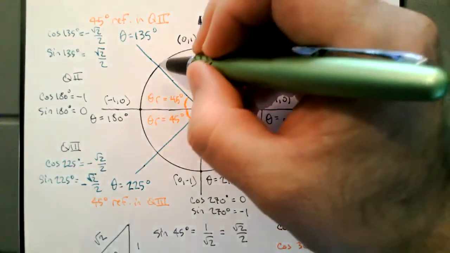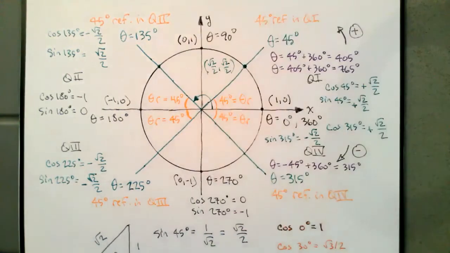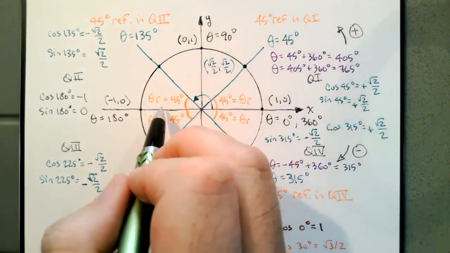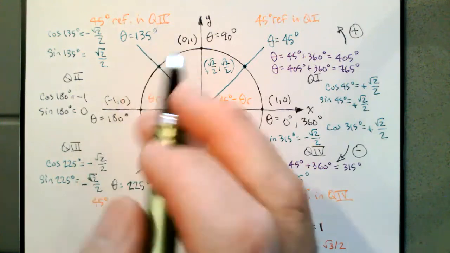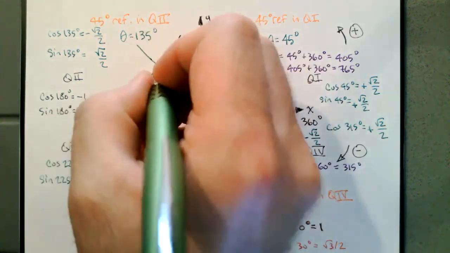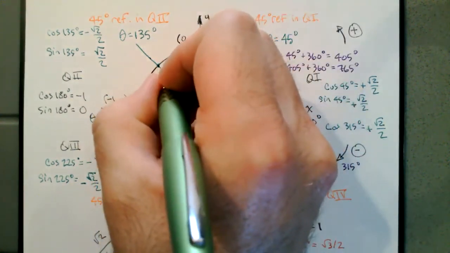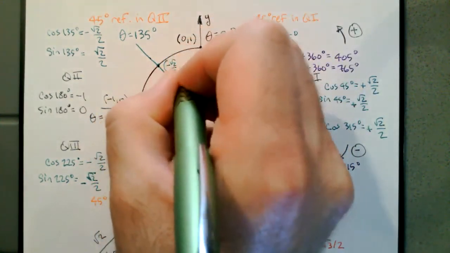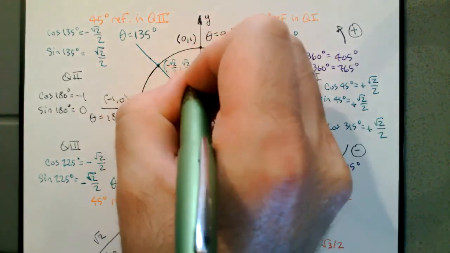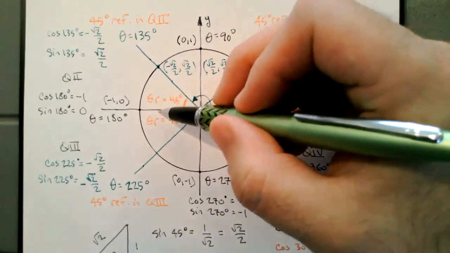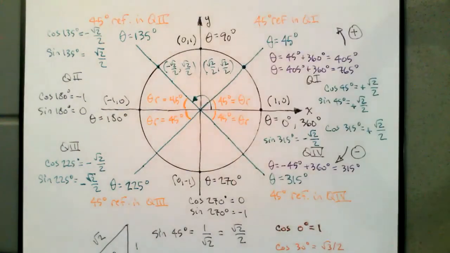If I look at the coordinates where 135 hits the unit circle, they're both going to have a value of root 2 over 2, but the x coordinate is negative. Makes sense. Cosine is negative in the second quadrant. Cosine is the x, so the coordinates of this point will be negative root 2 over 2 and positive root 2 over 2. Negative on the x, positive on the y. Negative cosine, positive sine in quadrant 2.